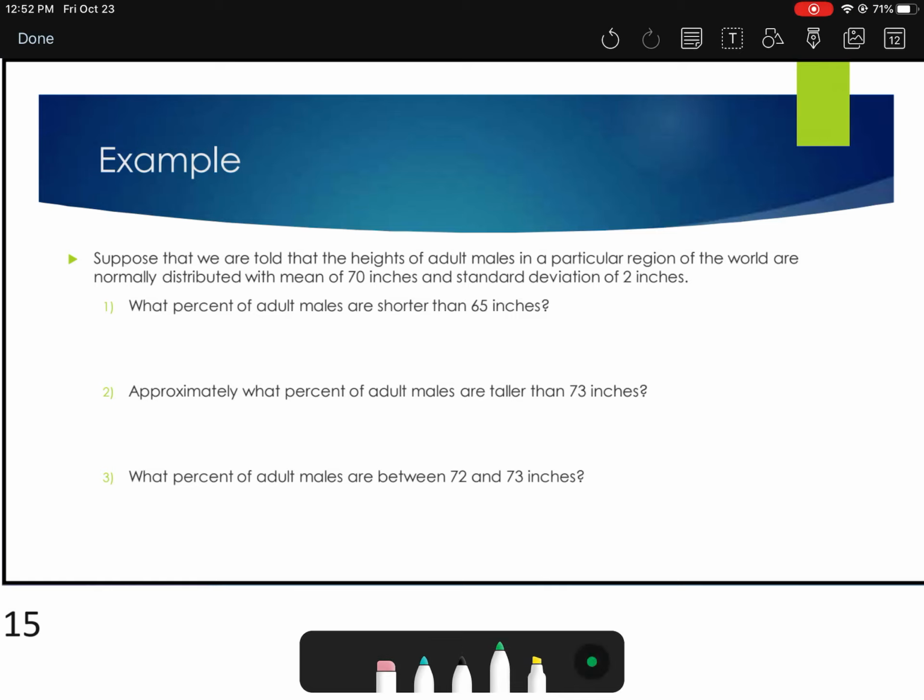Welcome back. Okay, let's check our answers. So let's see what we have. So we have a mean of 70 and a standard deviation of 2. So the first one is saying, what percent of adult males are shorter than 65? Okay, so how I would write that, x is less than 65.